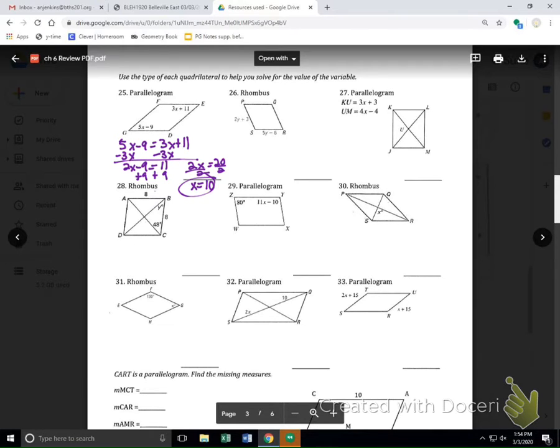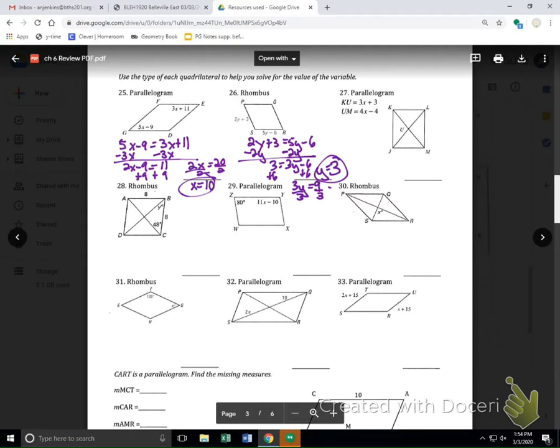Okay, our next one is a rhombus. What do we know about all the sides in a rhombus? They're congruent. So here, 2y plus 3 equals 5y minus 6. Combine like terms. I'm going to subtract 2y. I end up with 3 equals 3y minus 6. Add 6 to both sides. I get 3y equals 9. Divide by 3. Y equals 3.